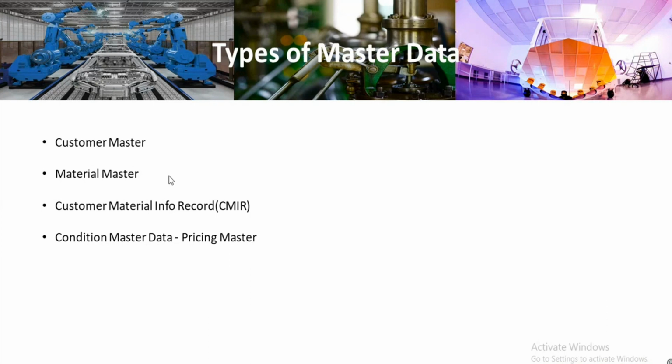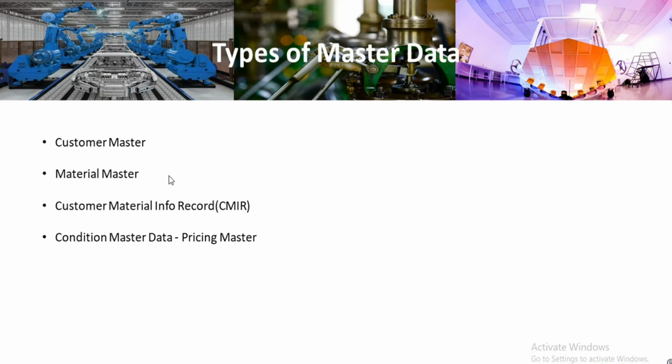We have four types of master data: customer master data, material master data, customer material info record, that is CMIR, and condition master data, that will be a pricing master. These are the four master data we have. First we will go on to the customer master data.